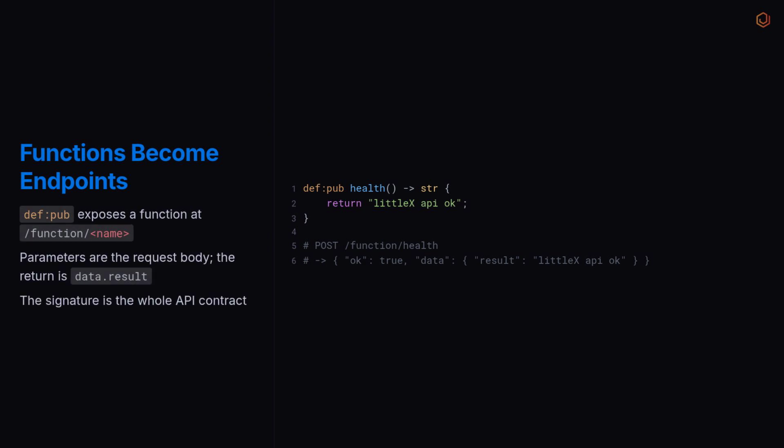Start with the simplest case, a function. def pub health takes nothing and returns a string. Mark it pub and it's live as an HTTP endpoint. Call it and the return value comes back in the response. A function's parameters become the request body and its return type becomes the response. The signature is the whole contract.